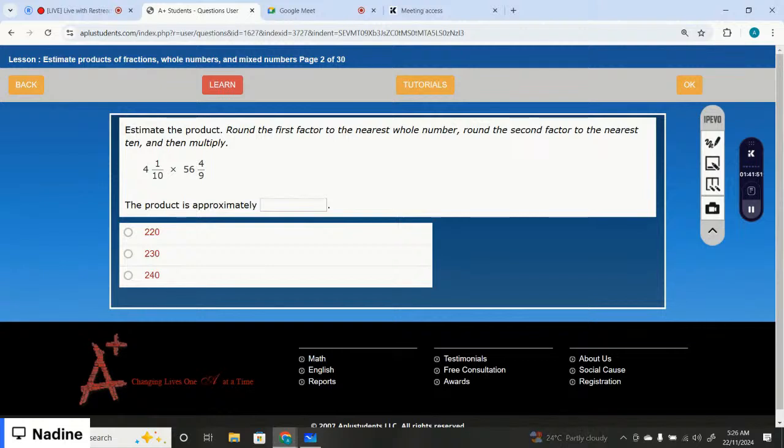Estimate the product. Round the first factor to the nearest whole number, round the second factor to the nearest 10, and then multiply. That is 4 whole 1 by 10 and 56 whole 4 over 9.